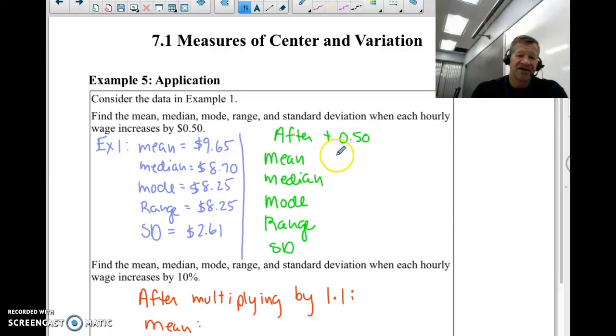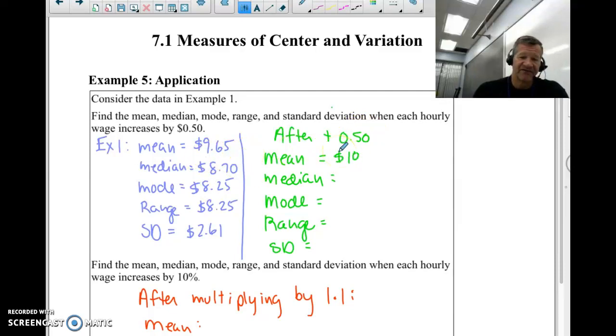Well, what you need to understand is that when you're finding the mean and the median and mode and range and standard deviation after adding 50 cents, the center of the data will change. So mean, median, and mode will often change, whereas the range and the standard deviation, those will not, because they're spread apart the same amount as they were. Everything's been moved up 50 cents, so those will stay the same. So all I have to do to each one of these is simply add 50 cents.